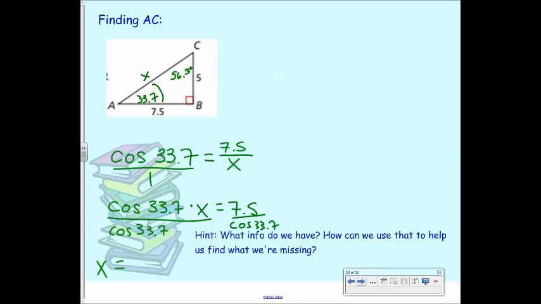All right, so what's 7.5 divided by cosine 33.7? Say that again. 9.01. Thanks, Charlize. Okay, that's a lot, I think, anyway. There's a lot of stuff here. Yep, 9.01. So that means this one is equal to 9.01. All right, is that degrees? No, that's like inches or centimeters or whatever, okay?